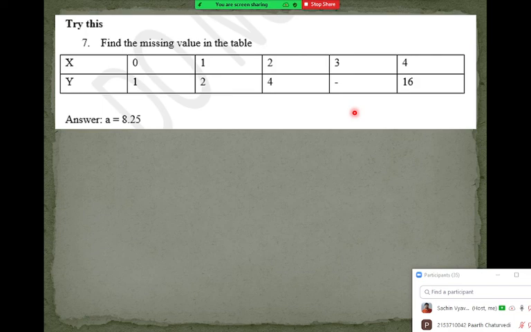How many pairs of x, y were given? 4. What is the degree of the polynomial that will approximate? 3. Which difference will be 0? Fourth difference will be 0. Correct. That's the way you can continue, and you will get the value of a there.